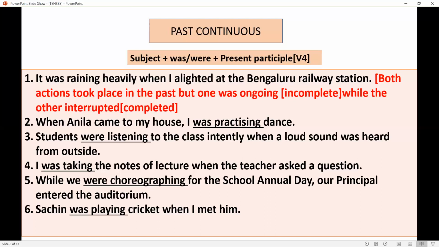One more example. Sachit was playing cricket when I met him. Ongoing action was playing, and the action that happened at that time was I met him. Met is the action. That is why we have used simple past there.